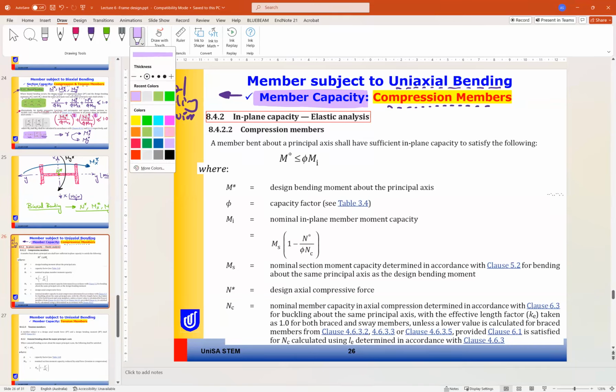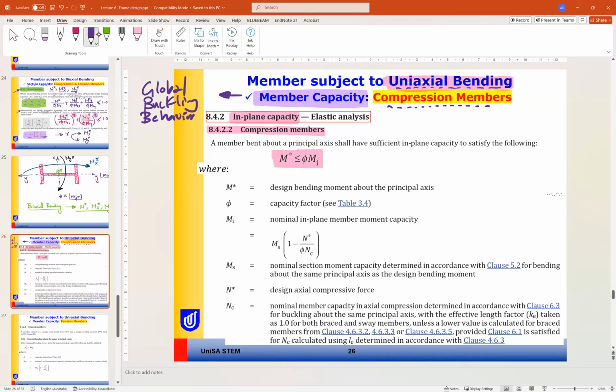So the first case is uniaxial bending, and we have two cases for uniaxial bending. One of them is in plane and the other is out of plane. So for in-plane, a compression member bent about a principal axis shall have sufficient in-plane capacity to satisfy the following. So in this case, M asterisk should be less than phi M_i.